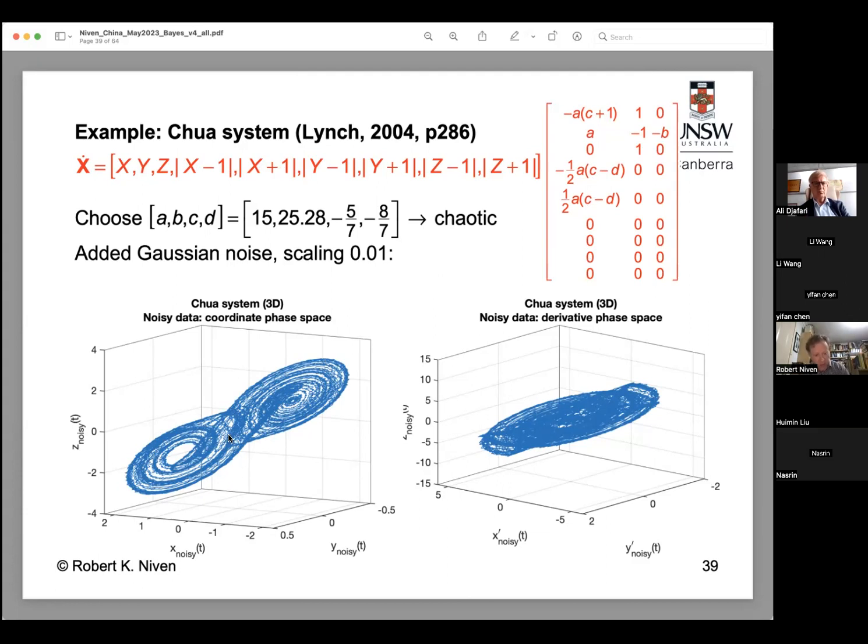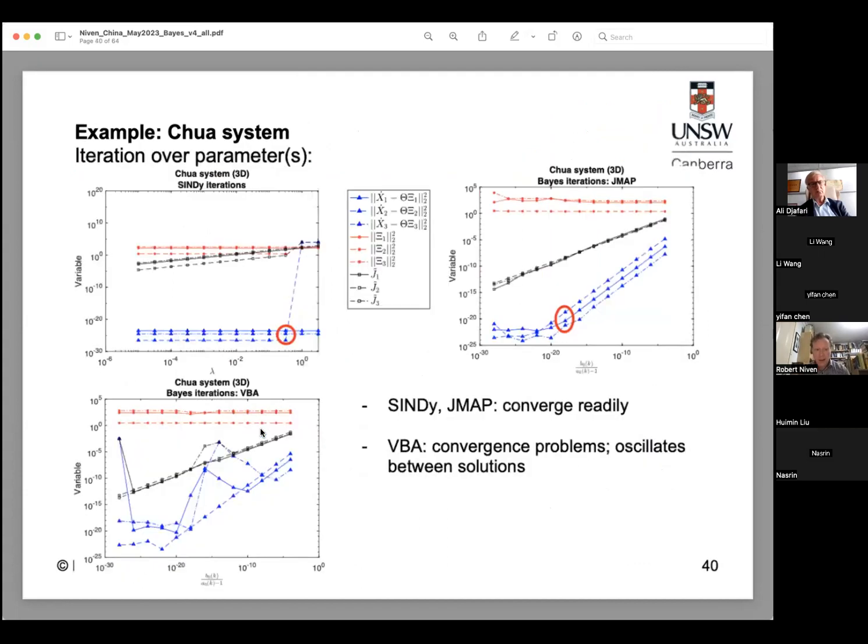I've added noise again to make the inference more difficult. And here we get some interesting effects. When we apply SINDy, we have rapid convergence. When we have JMAP, we have a similar behavior to what we saw earlier. But when we apply VBA, for some reason, we get an iteration over some completely different solutions. And so it doesn't really properly achieve convergence, which is interesting.